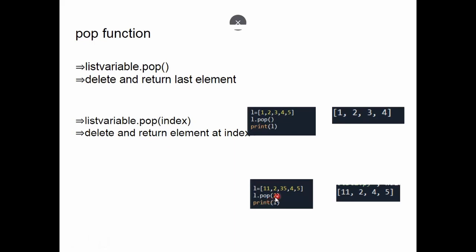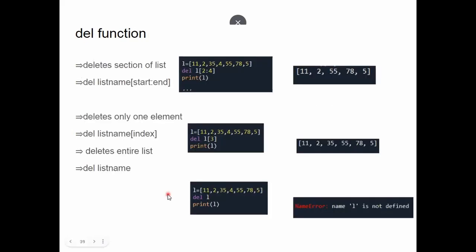So it will remove from position number 2. So what is there in position number 2? We have to first find the index. This is index number 0, index number 1, index number 2. So 35 will be removed. If you want to modify, the original list will be modified. If you want to print, what we are going to see is that 35 is deleted.